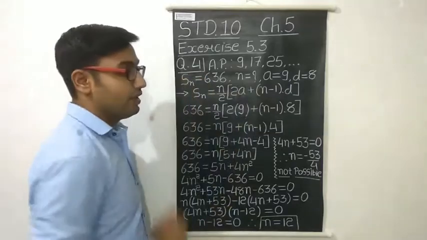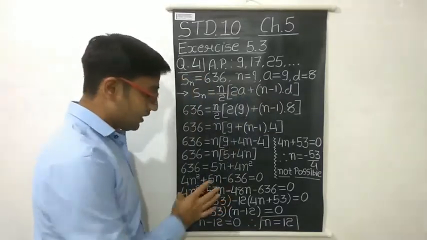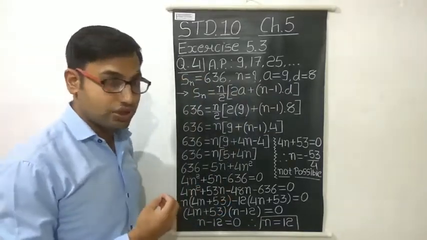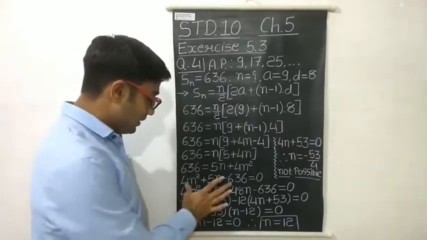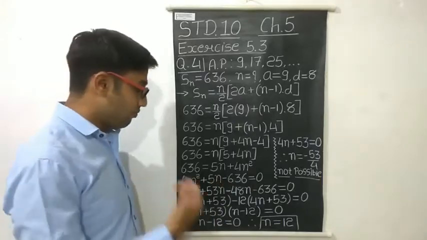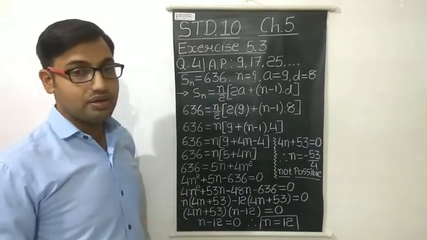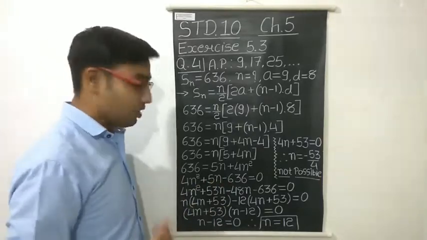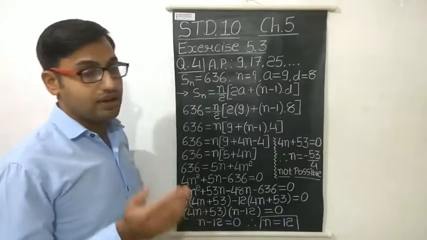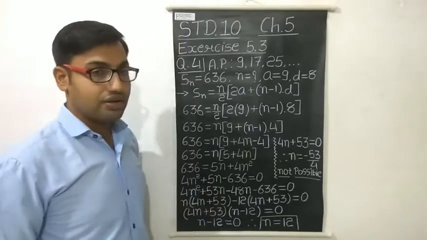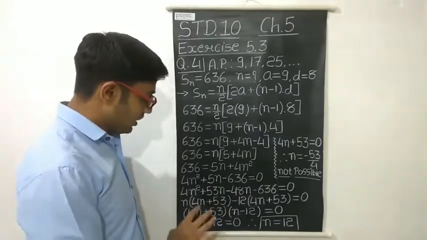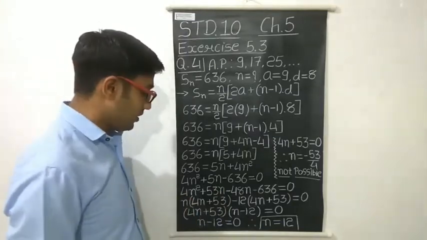Now what do we have to find? We have to find the value of n, and here we get a quadratic equation. So here we will get two values of n. We can solve this quadratic equation by the splitting the middle term method, or using the quadratic formula, or by completing the square. Okay, you can solve this quadratic equation by any method. So here we will use the splitting the middle term method.